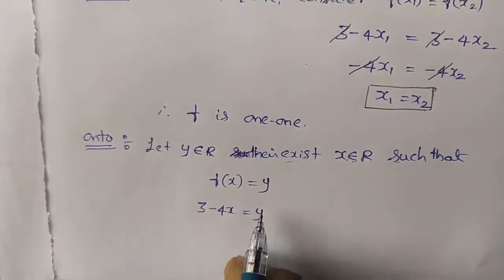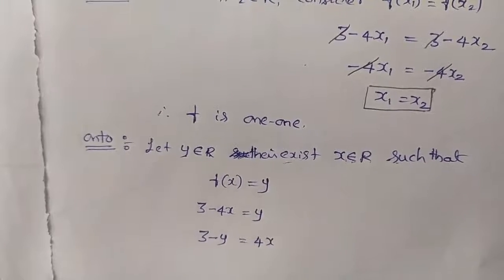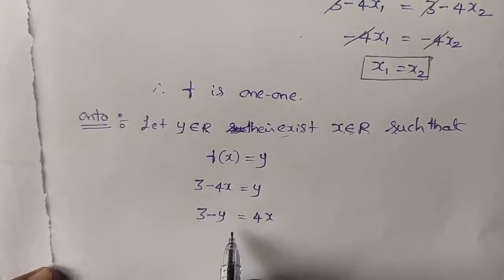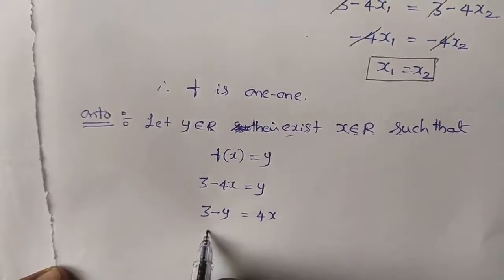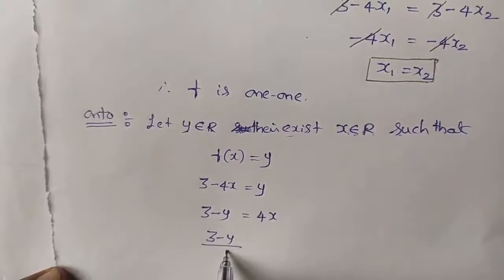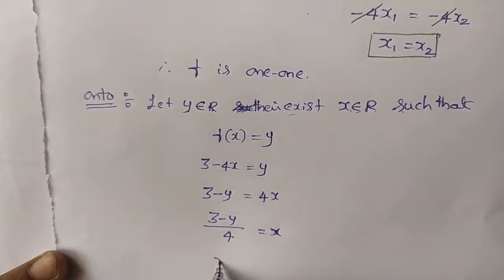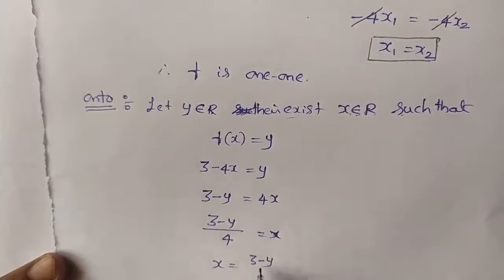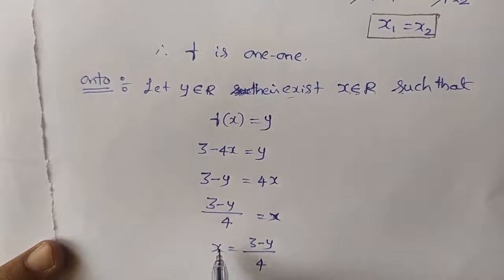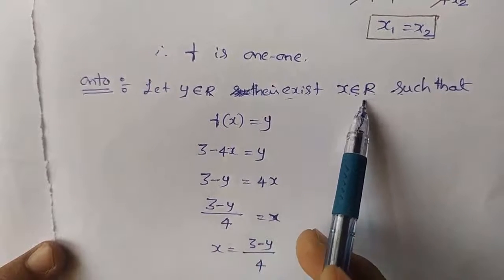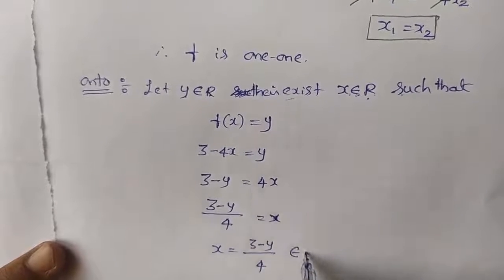Send this minus 4x to the right, then 3 minus y equals 4x. We want x, so shift this 4 to the left. That will divide 3 minus y by 4 equals x. For our convenience, let us write x equals (3 minus y) divided by 4. X must be an element of what? Real numbers. X must be an element of real numbers.